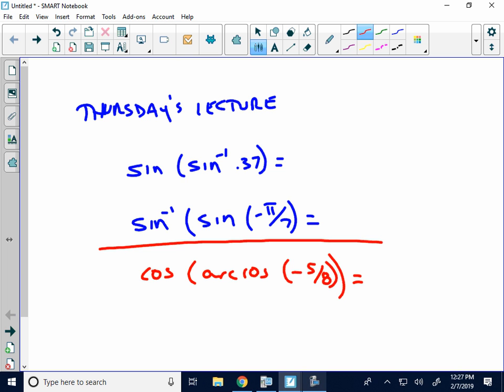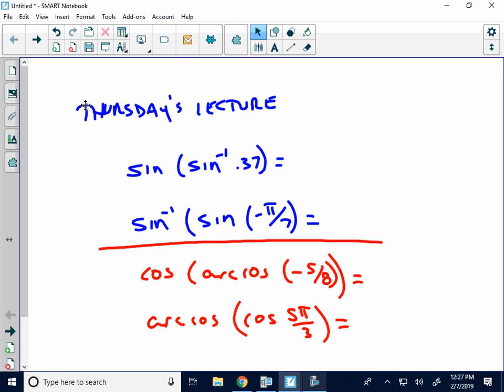And what is the arc cosine of the cosine of, and let's do 5 pi over 3. Okay.